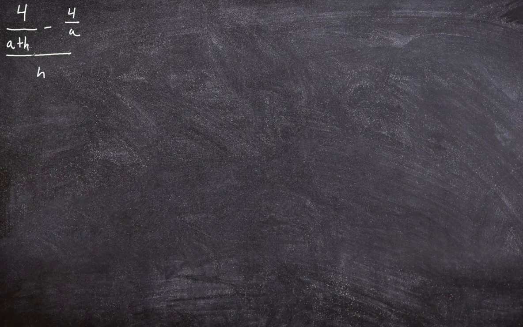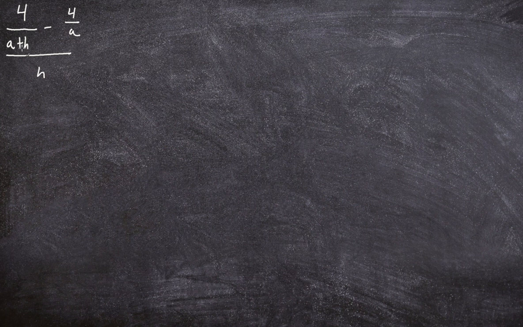Okay, let's look at this one. 4 over a plus h minus 4 over a, divided by h. Okay, so again, the idea is that you simplify the numerator and then simplify the denominator. I'd say the denominator is pretty simplified. It's just a single h there.